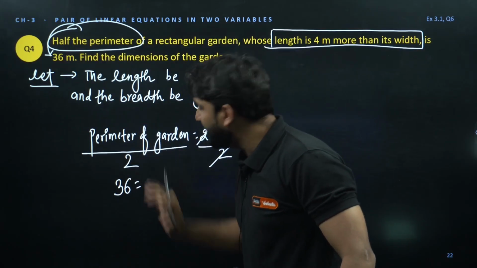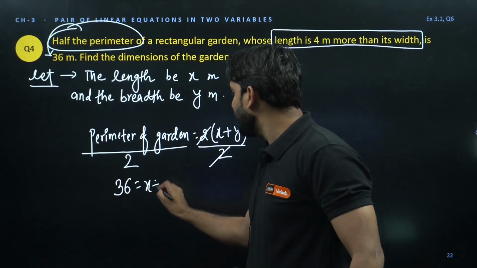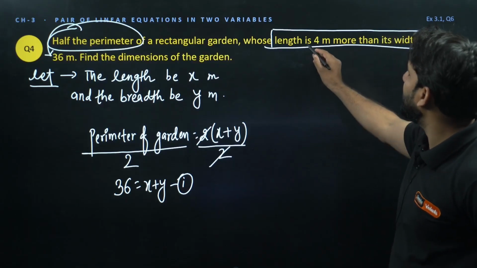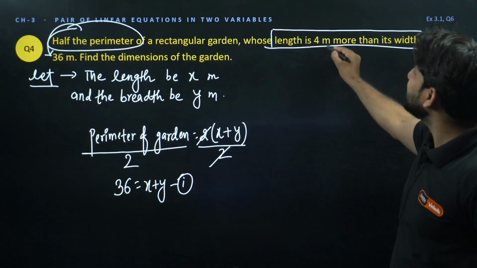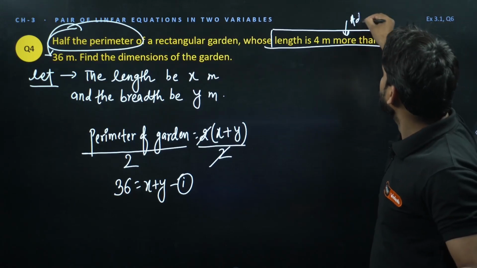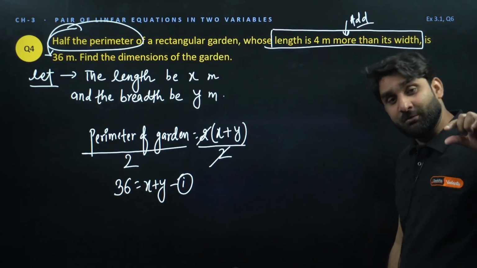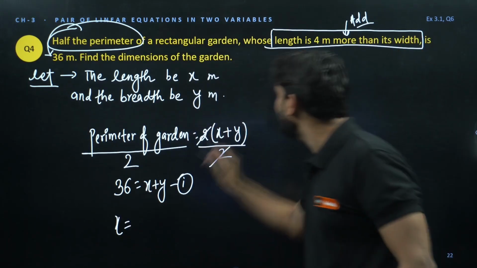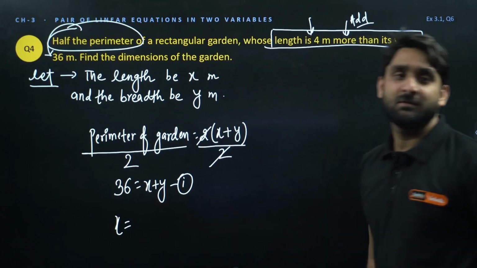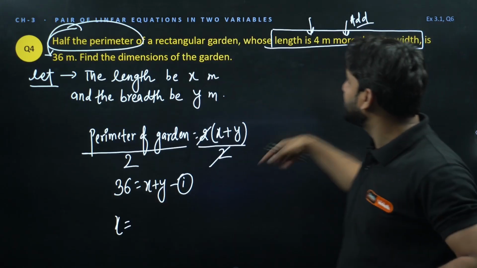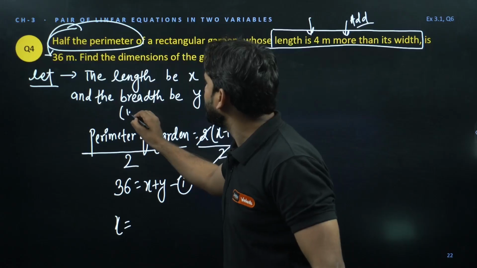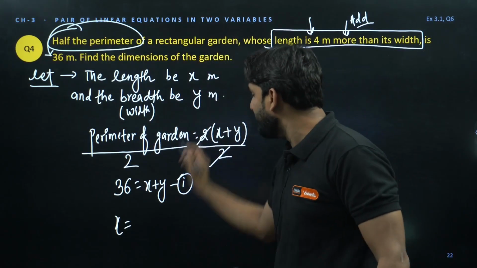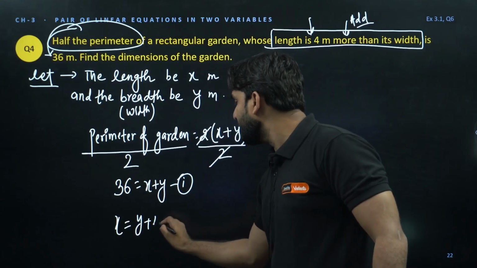So we can write here 36. Half perimeter, divided by 2 means half, is equal to x plus y. So we have equation number 1. Now what is equation 2? This information: length is 4 more. More means what? Add. Length is 4 more, and what we have assumed here, length is x. So we can write x is equal to, because length is means equal. Length is 4 more than its width. So width is, my dear, width and breadth both are same. Now we can write here width also. So 4 more than its width, and width is y here. So we can write here y plus 4.